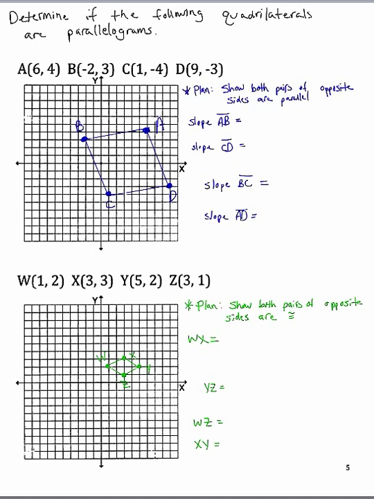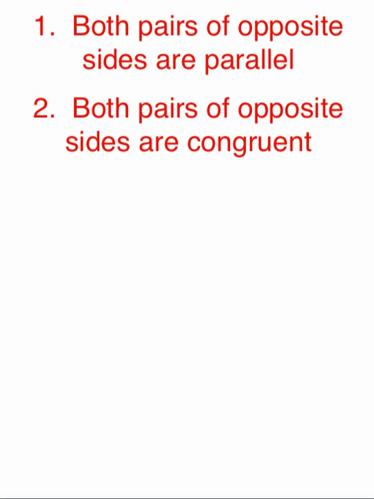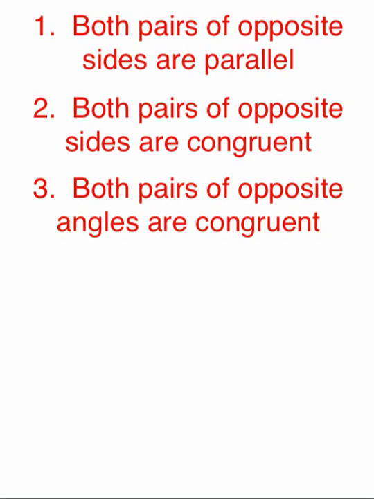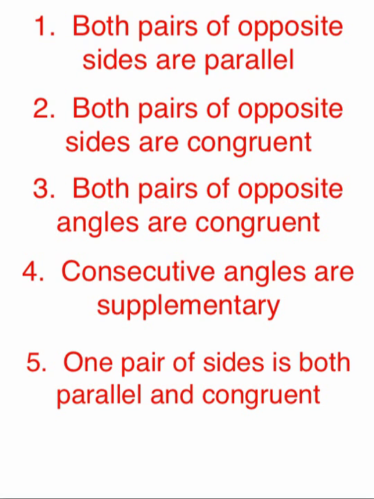Now, there are 5 ways we could show that something is a parallelogram. We could say that both pairs of opposite sides are parallel, both pairs of opposite sides are congruent, both pairs of opposite angles are congruent, the consecutive angles are supplementary, or one pair of sides is both parallel and congruent.